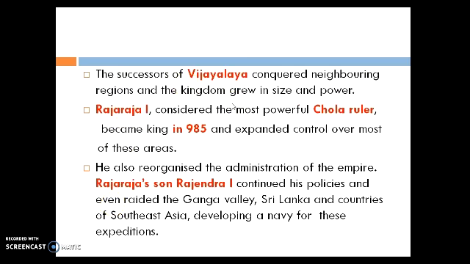A few years later, the successors of Vijayalaya conquered more regions and the kingdom became big in size and power. Then the most powerful Chola ruler, Rajaraja I, expanded control over more areas. And his son Rajendra I continued the same policy and captured the Ganga Valley, Sri Lanka and other countries of Southeast Asia.